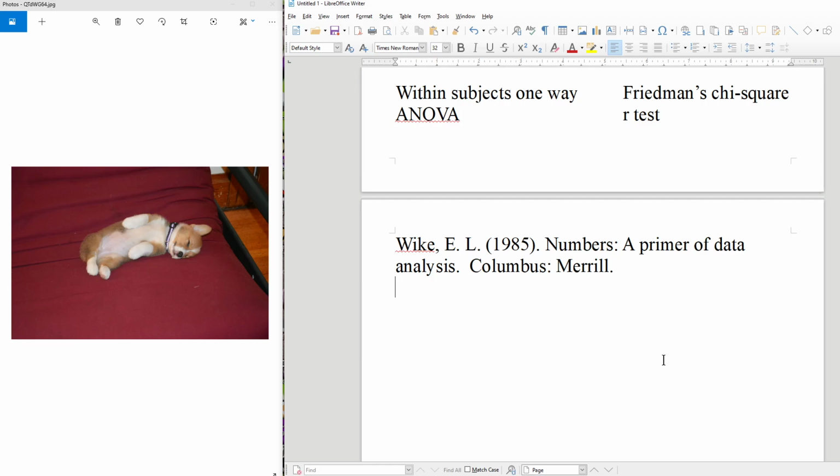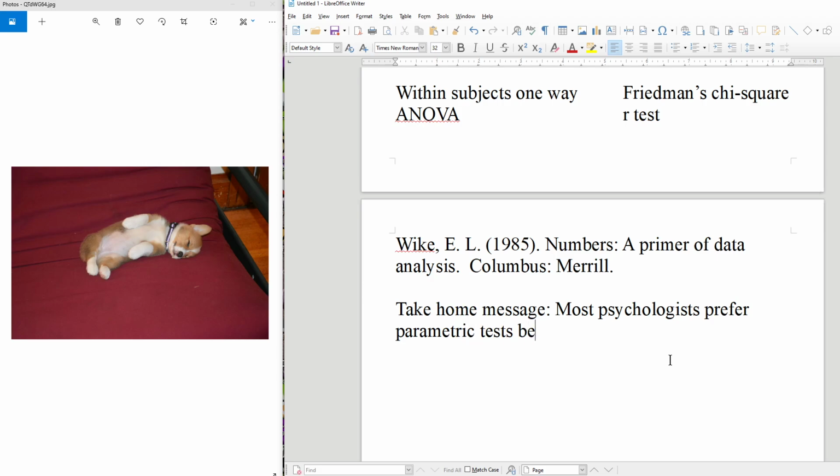So here's the thing. Here's kind of my take-home message from all of this. Take-home message, and that is most psychologists prefer parametric tests because of their greater power and because they can analyze factorial designs.